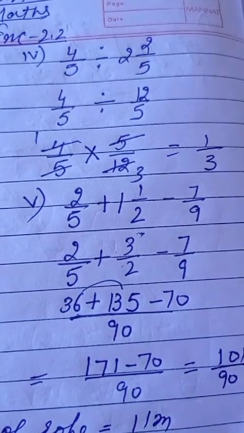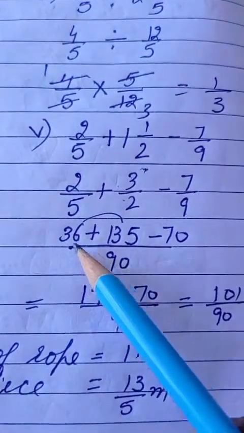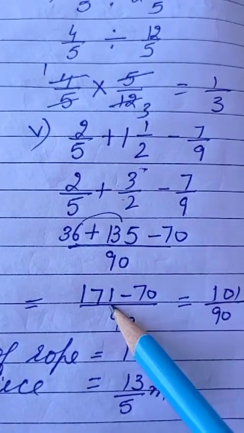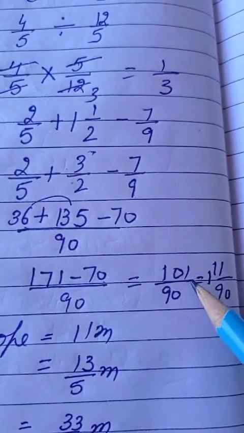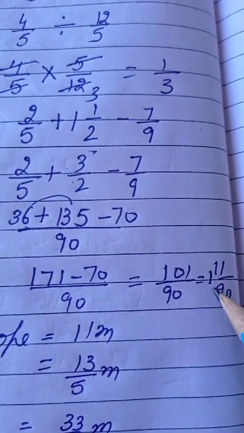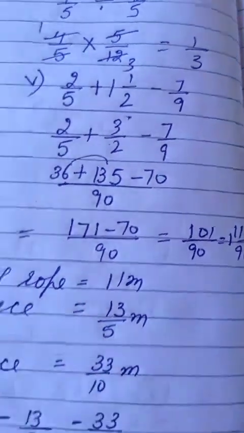10 7s are 70. So children, when you add these two, you will get 171 minus 70. Your answer is 101 by 90. That's equal to 111 over 90.